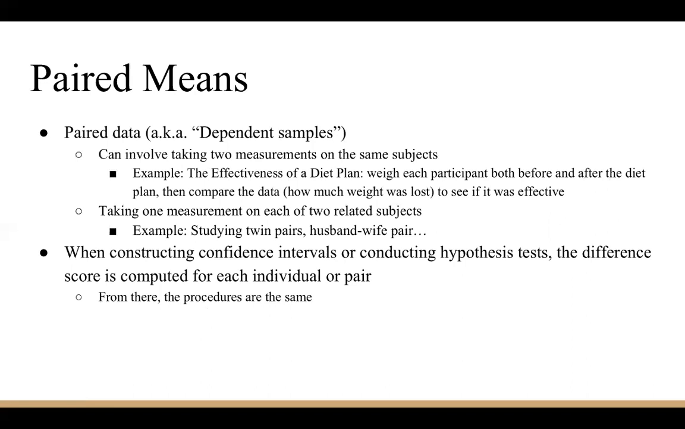And then the second way, you can study pairs that are related. So twins, husbands and wives, sisters and brothers, something along those lines, as long as they're related subjects. And then when you're constructing your confidence intervals or your hypothesis test, you use the difference here. So the procedures are pretty much the same. You just want to use as your sample the difference between the two.